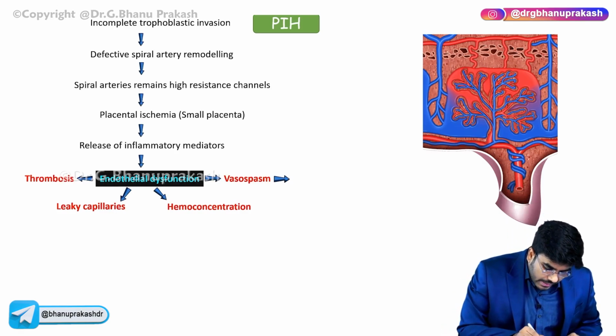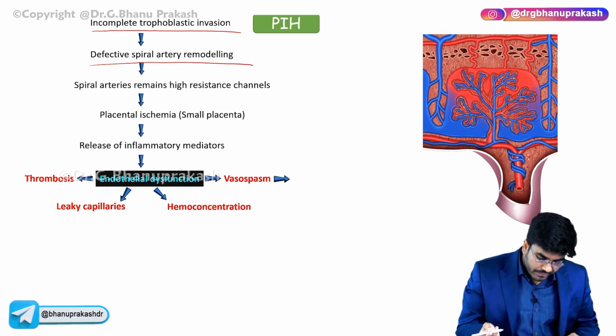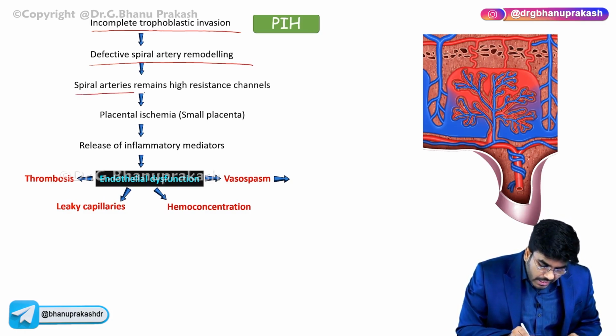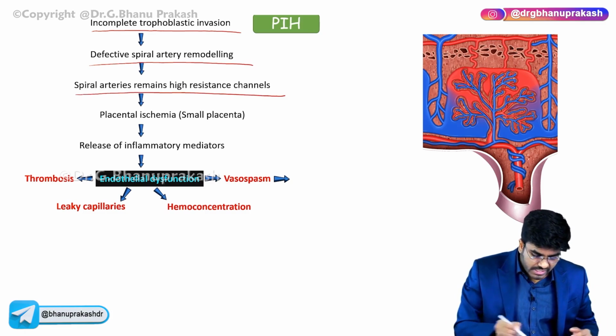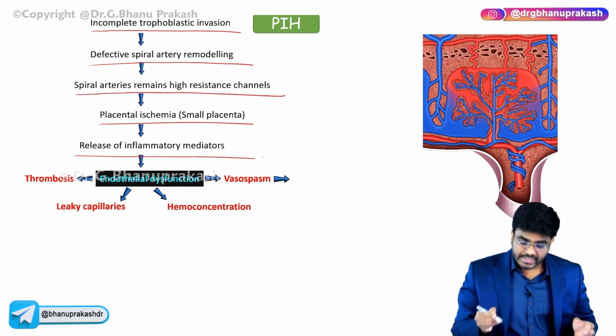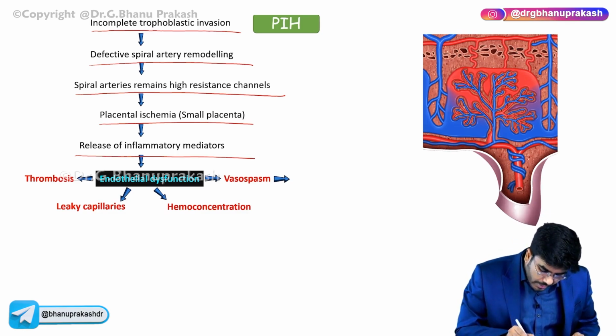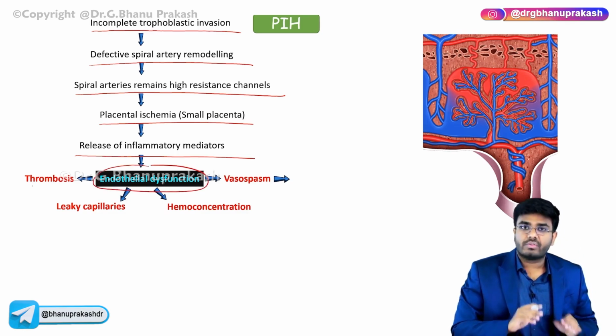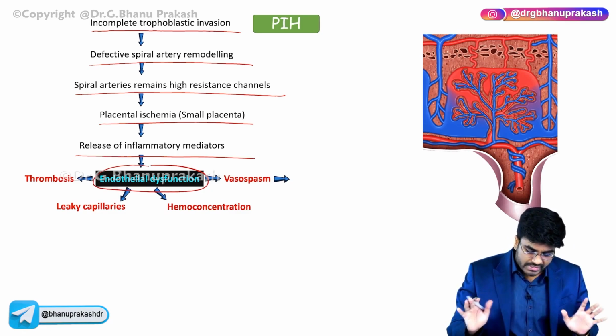We have already seen that because of the incomplete trophoblastic invasion, there is defective spiral artery remodeling, and that causes the spiral arteries to remain as high resistance channels. That leads to placental ischemia, and that leads to the release of inflammatory mediators. And because of the production of inflammatory mediators, there is endothelial dysfunction. Till here we have already seen.